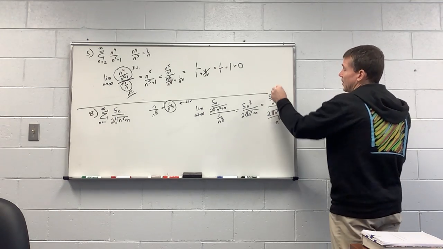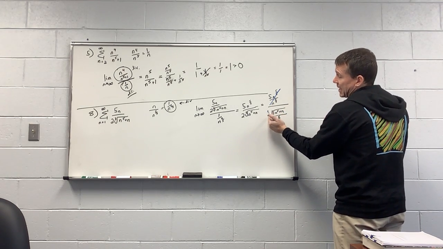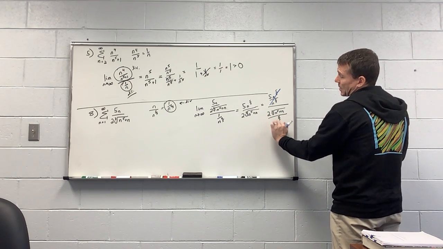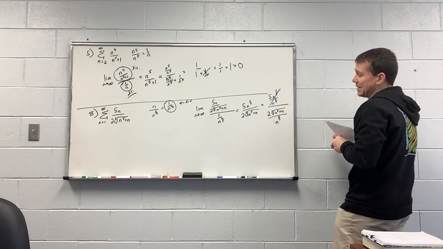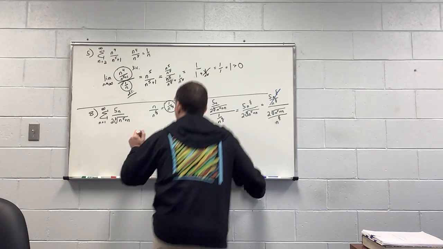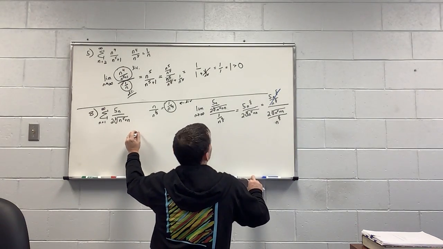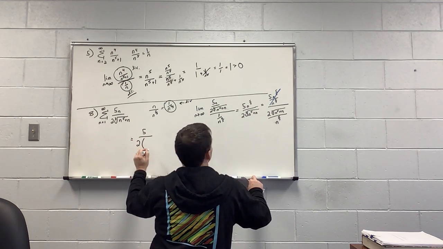Now, on top, those will cancel. On the bottom, I'm going to have to manipulate this. Again, the 2 is a constant that will carry along. N to the 5/3, I'm going to bring inside this cube root. And it will become, if I go over here, on the top, we just have a 5. On the bottom, we have a 2.